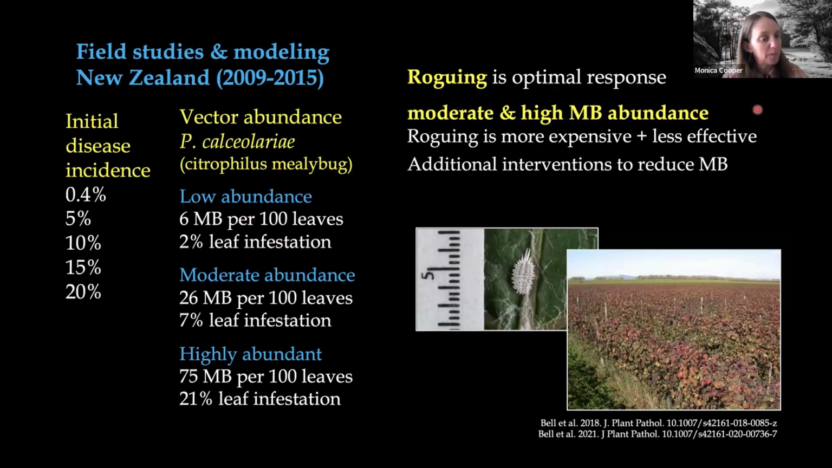So it's still the optimal response, but combining it with strategies that similarly reduce mealybug or vector incidence leads to more success over a shorter period of time. So you always want to be roguing, but when you have moderate to high mealybug abundance, you also may need to make some kind of intervention for mealybugs in order to speed up the process and make it less expensive over the long term.